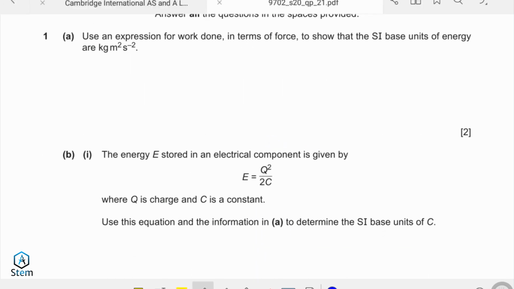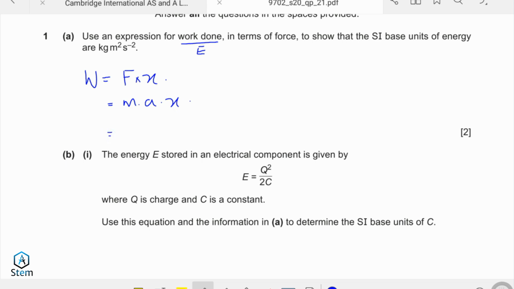Use an expression for work done in terms of force to show that the SI base units of energy are kg meter squared per second squared. Okay, so work done is our energy. We know the equation for work done is force times distance. We can break this down further. Force is mass times acceleration, then we multiply by distance.